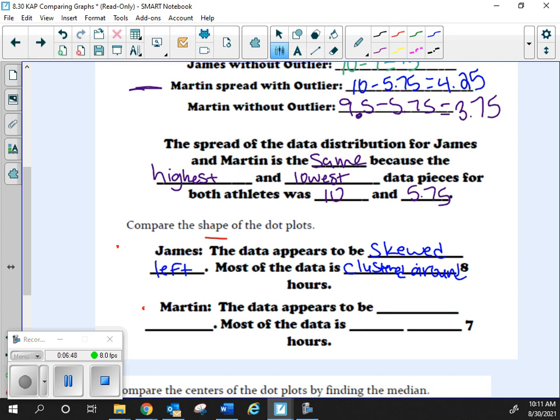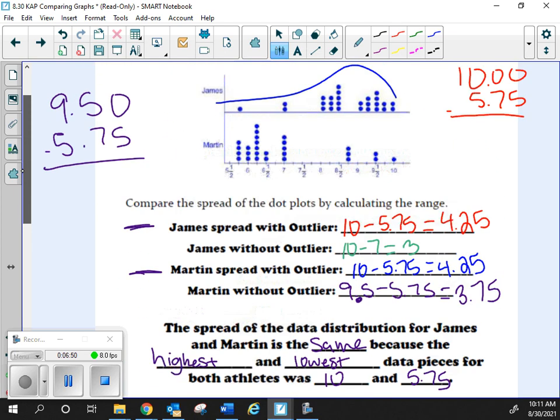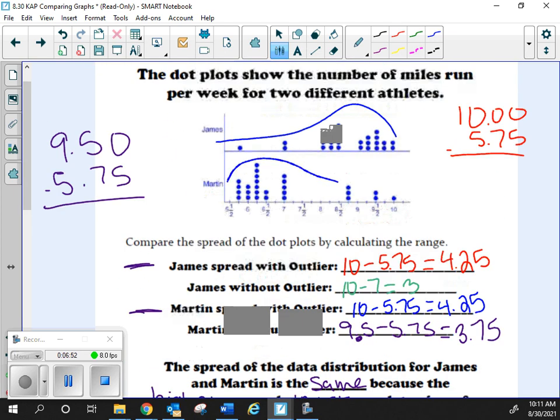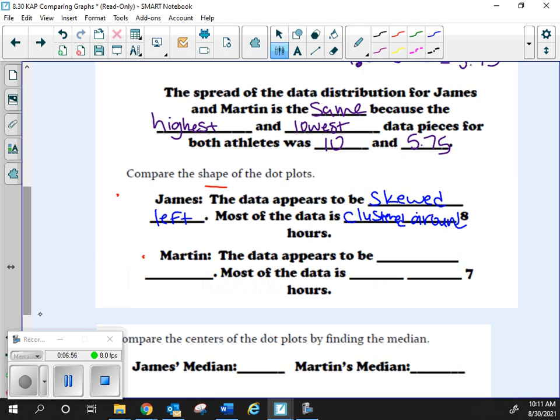Okay, therefore, if I'm looking at Mark's, what would y'all say? Skewed right. Skewed right, very good. Skewed right, because most of the data is clustered around 7 hours.